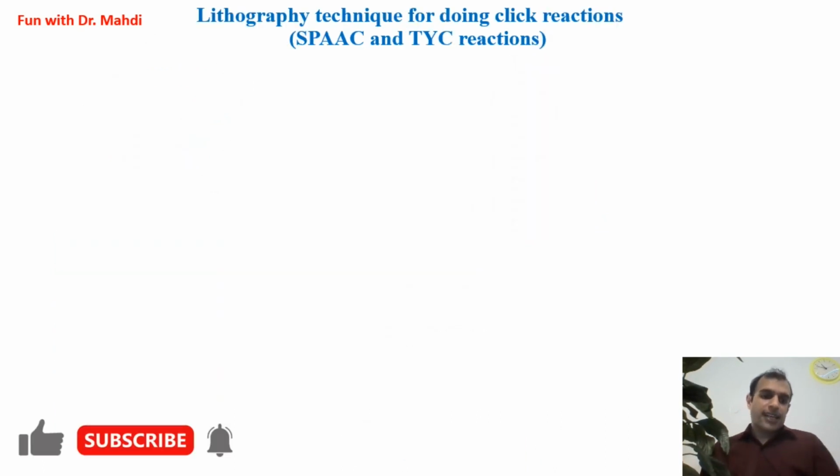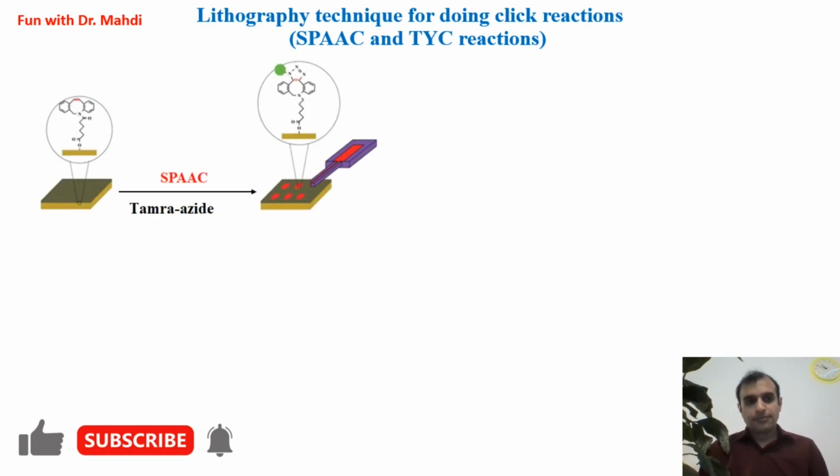But here in this study, as I already mentioned in this video, we would like to use lithography for printing the molecule on the surface and doing click reaction, and also protein immobilization. First, I would like to start with a click reaction. We would like to print the molecule to the surface and do two different types of click reaction. Just as an example, I have selected SPAAC and Thiol-ene coupling. SPAAC is strain-promoted alkyne-azide cycloaddition, and this one is Thiol-ene coupling.